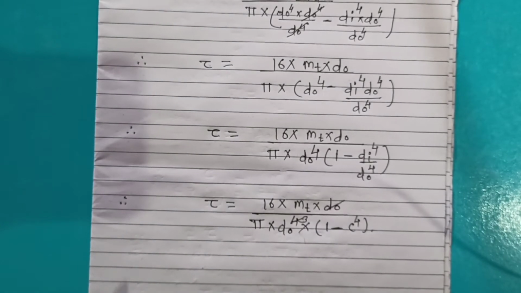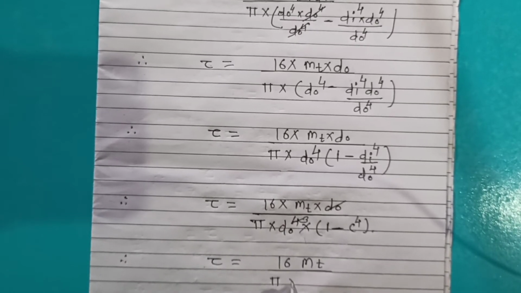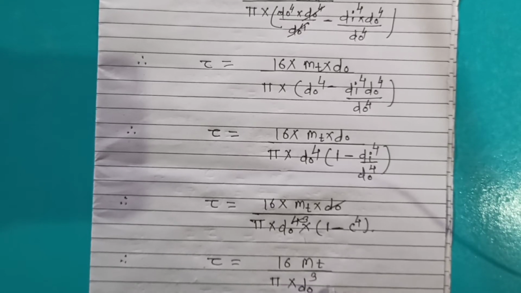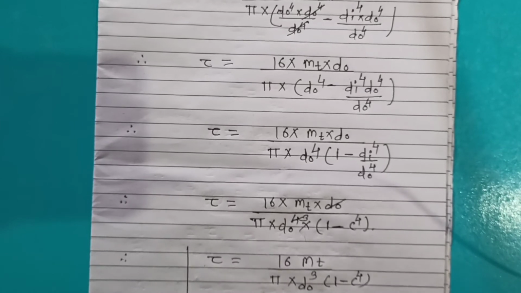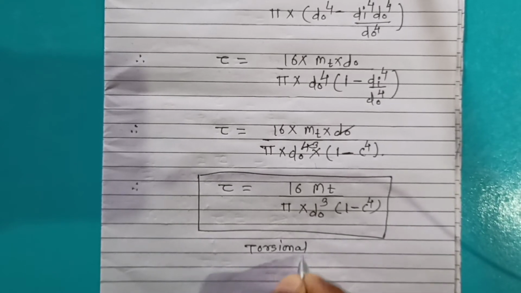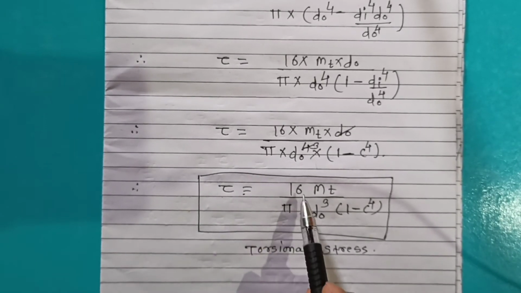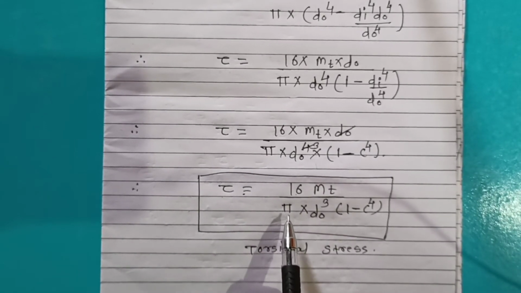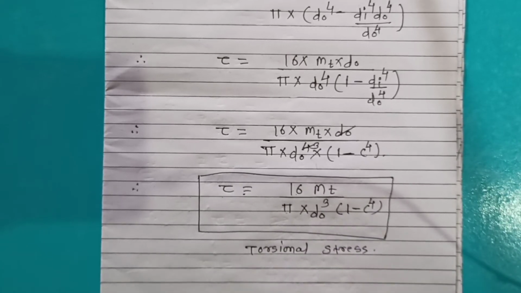Now do raised to 4 and do get cancelled, and do cubed remains. Now tau is equal to 16 mt divided by pi into do raised to 3 in bracket 1 minus c raised to 4, and this equation is for torsional stress. The equation is tau is equal to 16 mt divided by pi into do cube in bracket 1 minus c raised to 4.